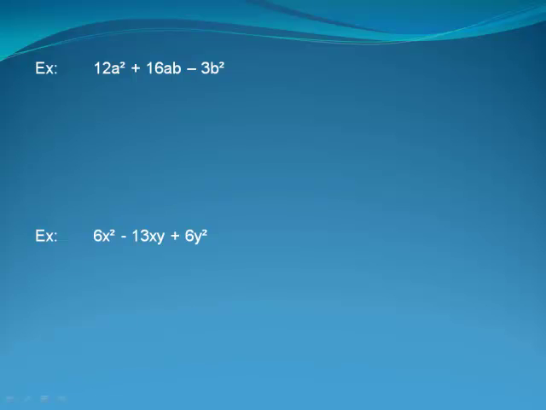The method doesn't change any here. You're going to use the exact same technique. You're going to look at the first coefficient and the last coefficient, and you're going to multiply those two together, ignoring the variables as your first step. So multiply positive 12 to negative 3, and that gives you negative 36. And like before, we want factors of negative 36 that add to give our middle term, which is positive 16.